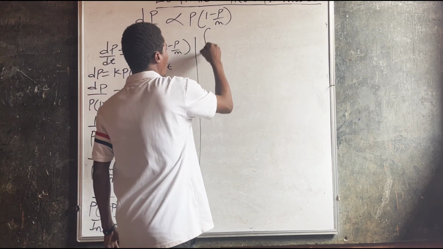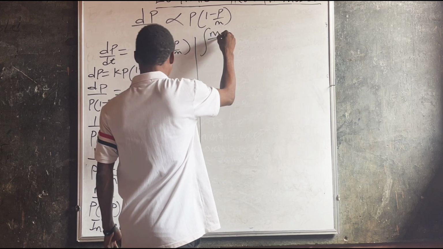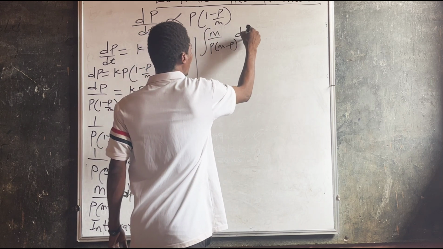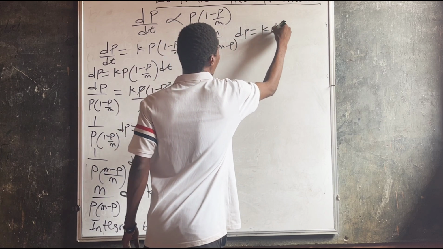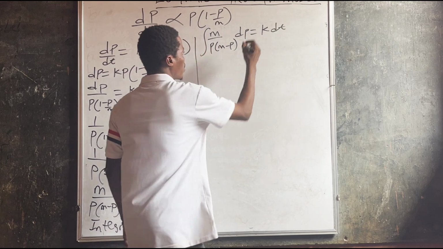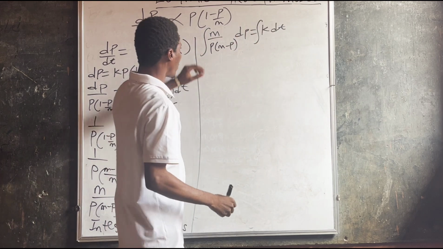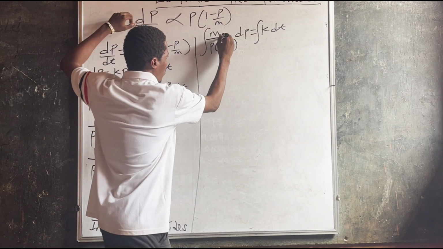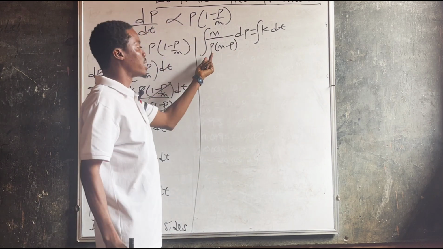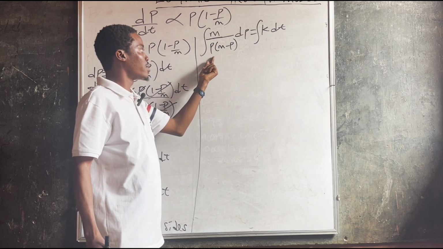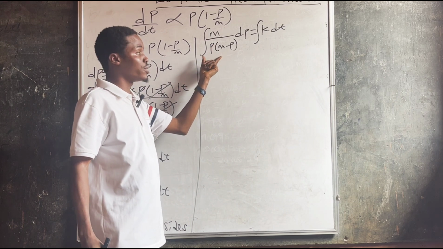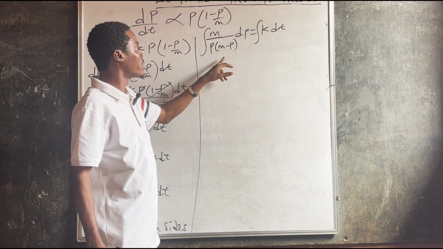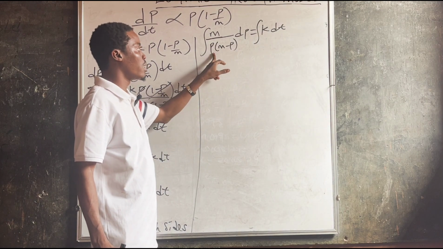So m all over p(m − p) dp is equal to what? k dt. So if you look at this, it is a form of... if you integrate this by using a standard integral, we have to make this one a standard integral. You cannot integrate this as it is. This one is having m, this one is having p.